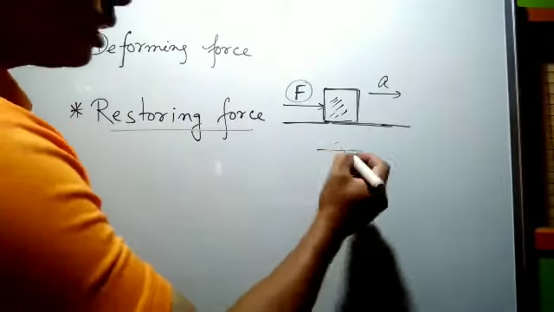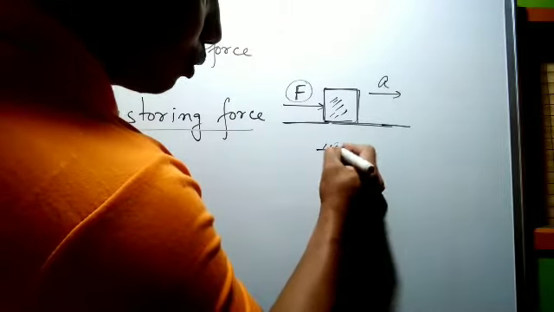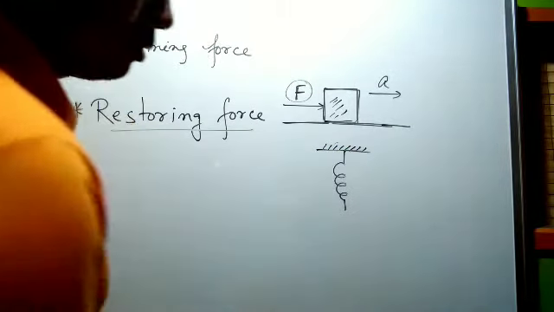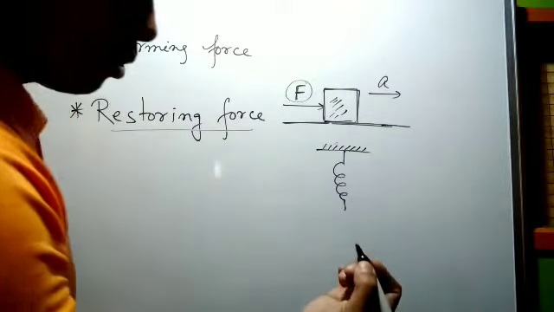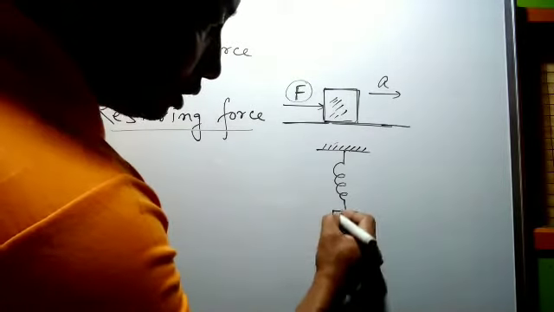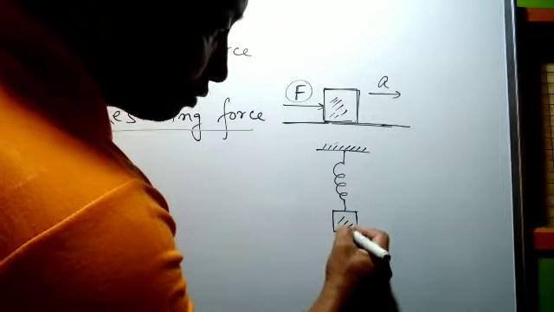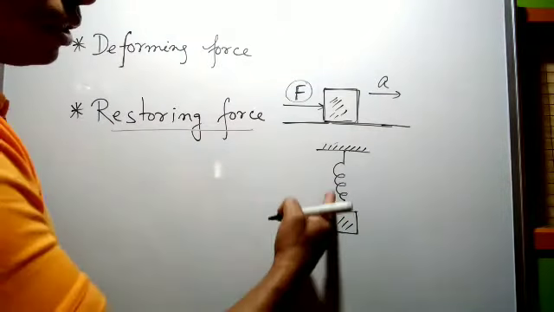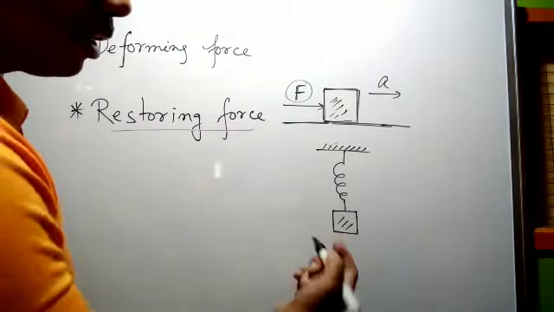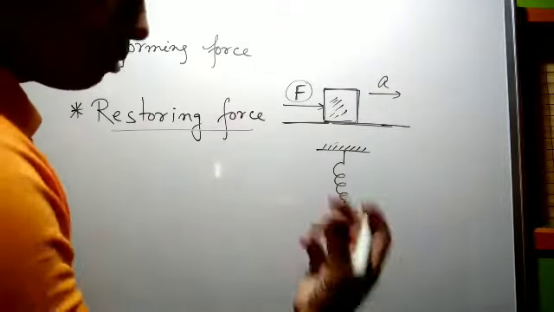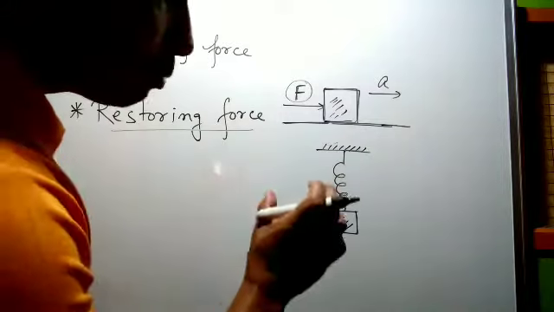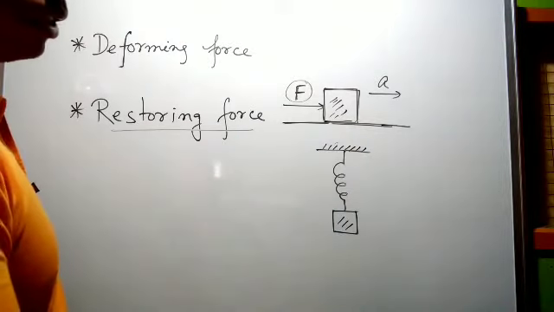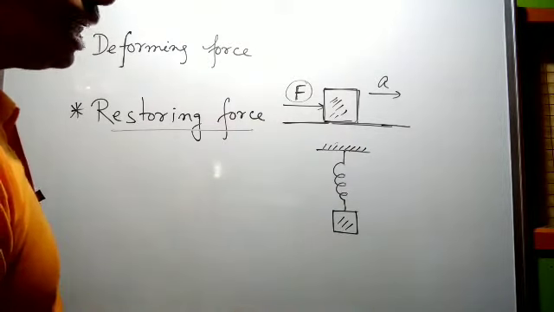whose one end is fixed to a rigid support, and let a load or a body be attached to the other free end of the spring. Then what will happen? That spring will be elongated. That is, the length of the spring will be increased.